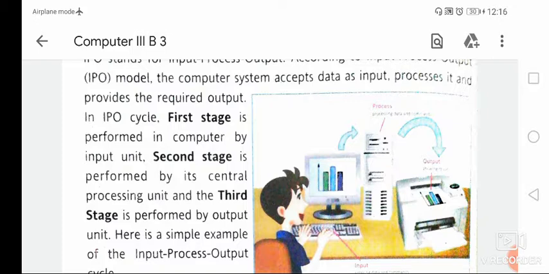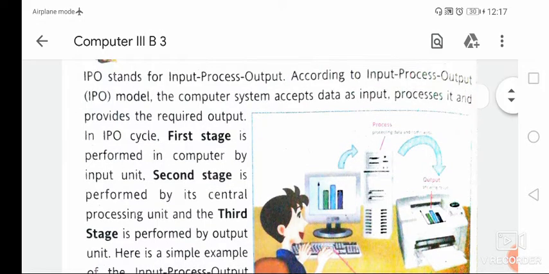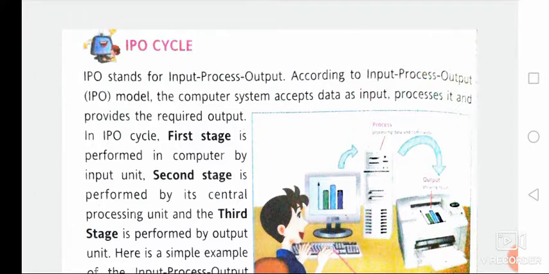Welcome to the third session of class 3rd computer, chapter 1, a computer system. Already we discussed about the computer system and their functions, computer and its parts, the kinds of output, types of hardware equipment, functioning. In this session we are discussing about the IPO cycle. IPO cycle means input, process, output.